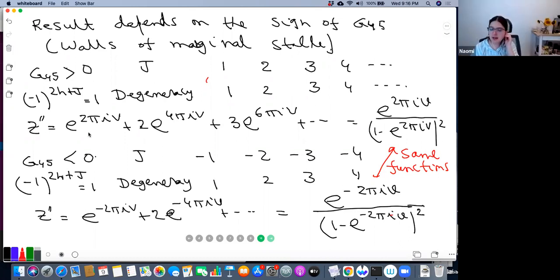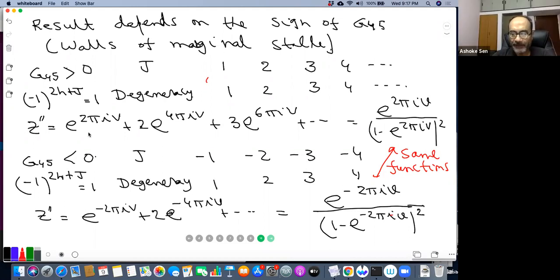So did this have to happen this way, that you get the same function on both sides of the walls of marginal stability, or is it just an accident? Yeah, well, at least it looks like an accident, but this accident happens in all the theories that are known. So there must be something deeper, but certainly there is nothing in the calculation which would have told you beforehand that this had to happen this way. But the partition functions will remain unchanged as you cross the wall of marginal stability. Okay. Interesting.